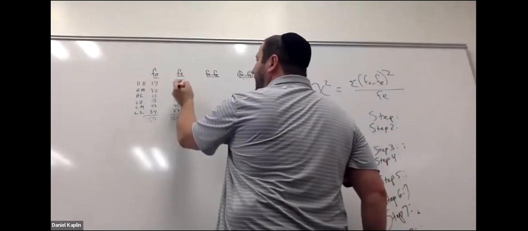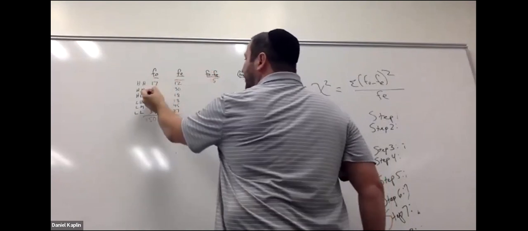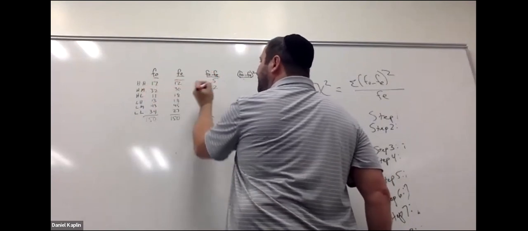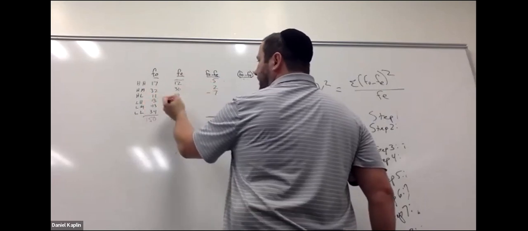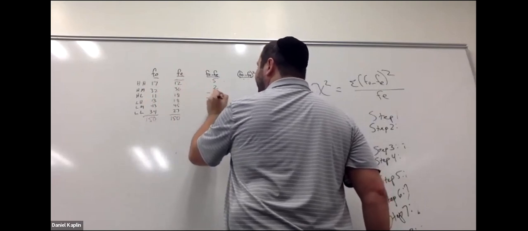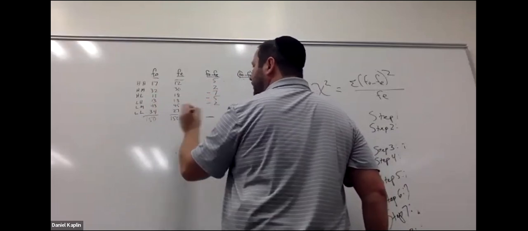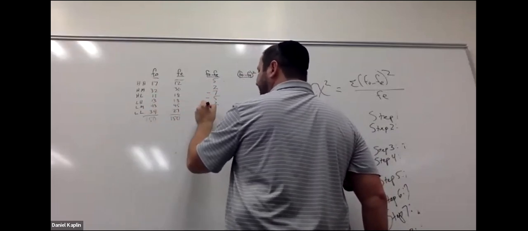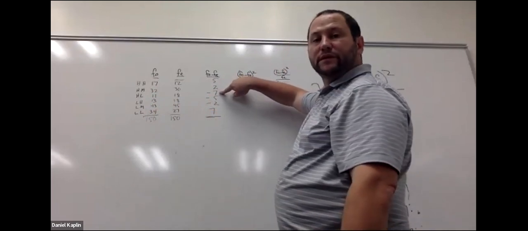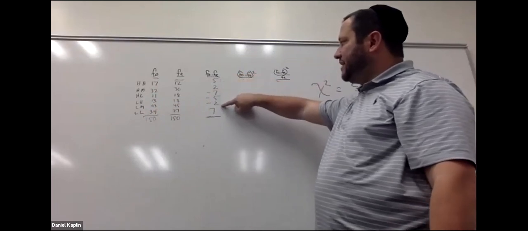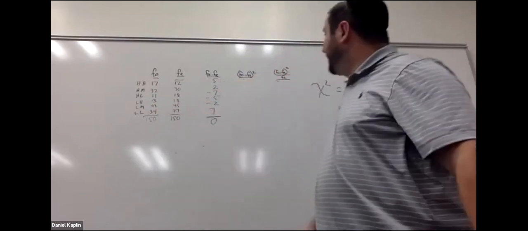So let's see what we get. 17 minus 12 is 5. 32 minus 30 is 2. 11 minus 18 is -7. 13 minus 18 is -5. 43 minus 45 is -2. And 34 minus 27 is 7. Now, the first three cancel each other out. -5, -2 is -7 plus 7. Sure enough, if we add that whole thing, we get 0.